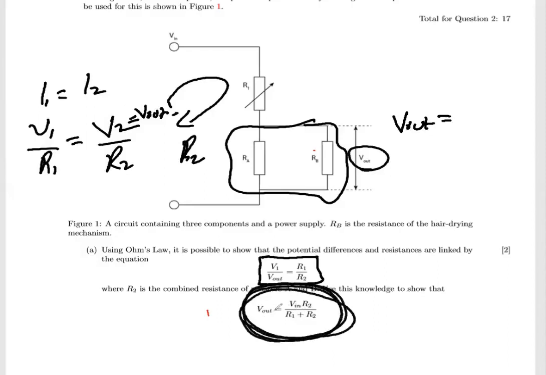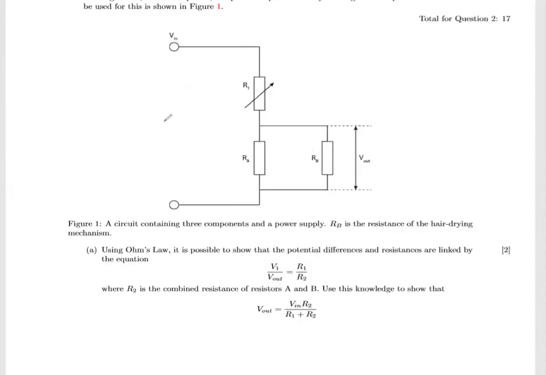Actually, this is the voltage divider rule. V out is equal to V in, the supply voltage, times this resistor, which is R2, divided by the sum of all the resistors. So we need to derive it. We'll use the KVL, so your V in is equal to V1 plus V2, and V2 is V out.